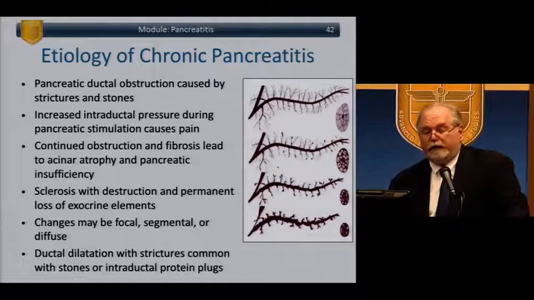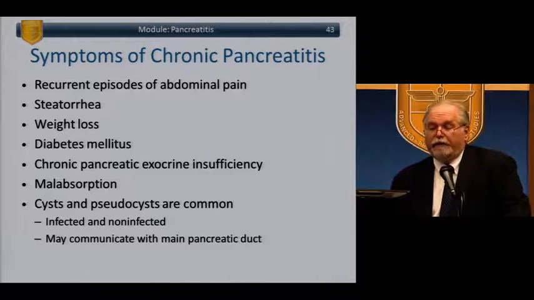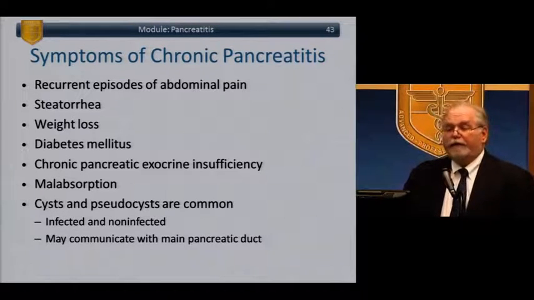The ductal dilatation and strictures are common with plugs and stones in the duct. The symptoms: recurrent abdominal pain, steatorrhea, weight loss, diabetes, exocrine insufficiency, malabsorption, commonly cysts and pseudocysts, which can be infected or non-infected and may communicate with the main pancreatic duct or not.